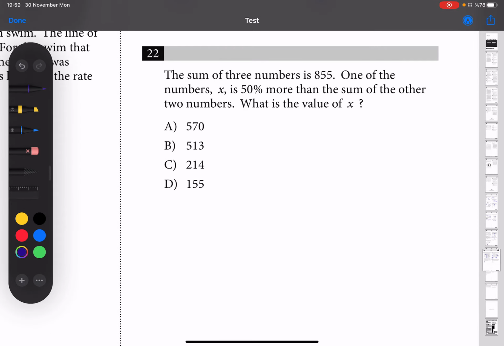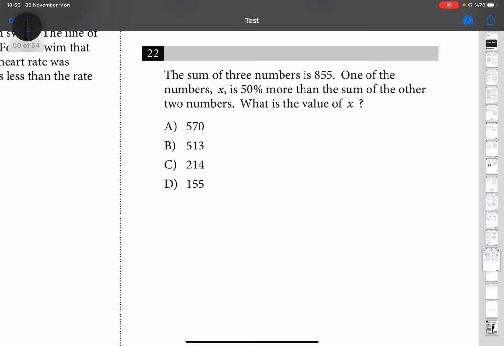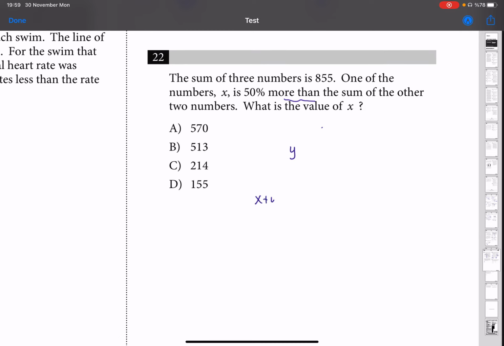The sum of three numbers is 855. One of the numbers, x, is 50% more than the sum of the other two numbers. What is the value of x? So in this question, we do not need the individual values of the other two numbers, so I will model the sum of them as y. So x plus y is 855.